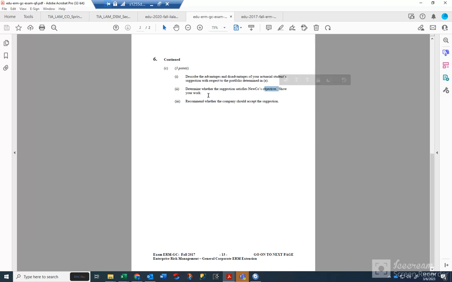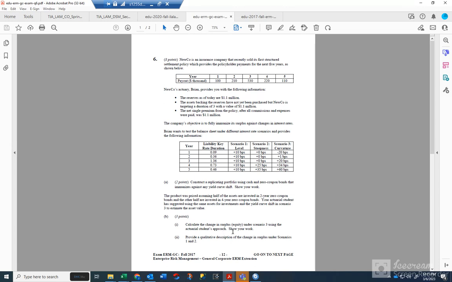But it does have advantages of following the actuary suggestion because we are immunized and it's simple to implement and it's cheaper because of transaction cost. There's less transaction costs. We only had to do 2 bonds. And it's easier to monitor in the future.